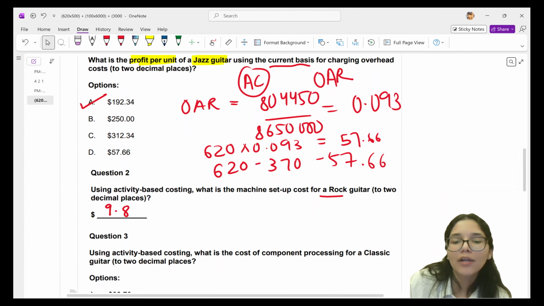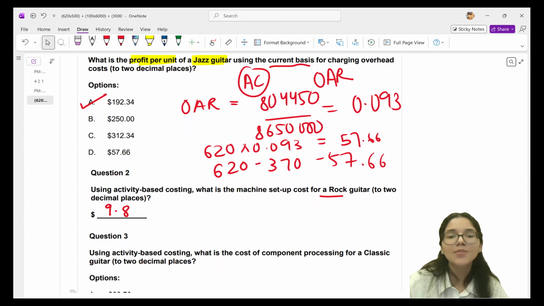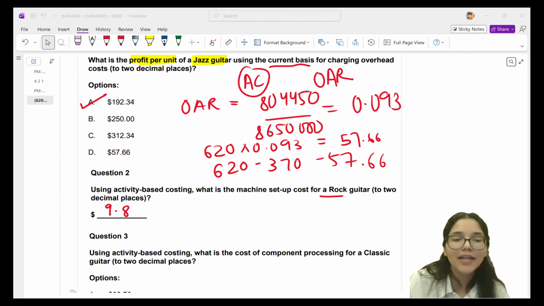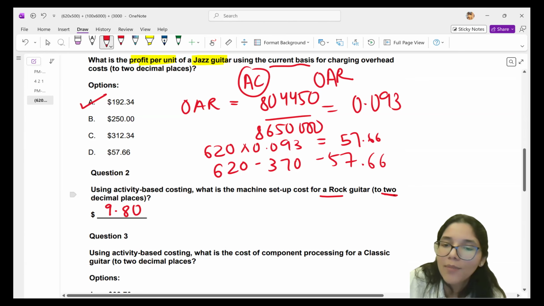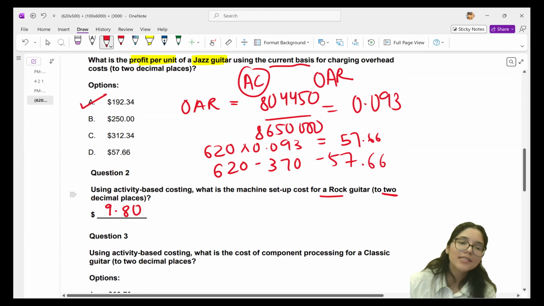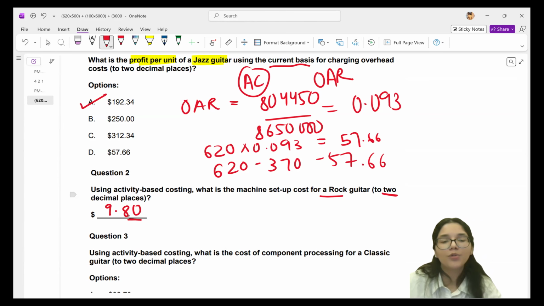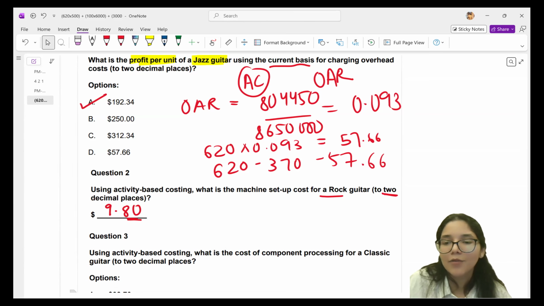But if you have a look at your rounding instructions, how many decimal places you have to give your answer to? 2 decimal places. So what will I type out? If I write out 9.8 over here, will it be correct? No, it will be wrong. I have to give my answer as 9.80 to ensure that I am addressing the format of the question. 2 decimal places. So I've given my answer to 2 decimal places. This is how we will solve for the second thing.